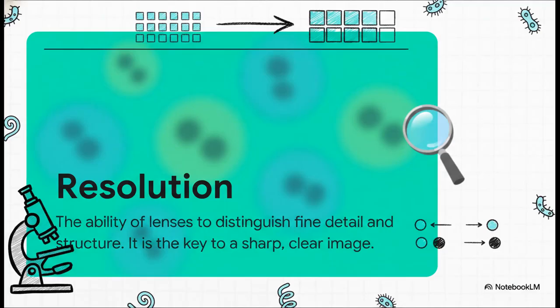All right, now for what is maybe the most important concept in all of this, resolution. It's really easy to mix this up with magnification. Magnification just makes things look bigger, right? But resolution is what makes them clear. Think of it like the pixel count on your phone screen. The more pixels, the sharper and more detailed the image is. In a microscope, better resolution means we can see two tiny dots that are super close together as two separate things, not one blurry blob. That is the real key to seeing the unseen world, not just making it bigger, but making it crystal clear.